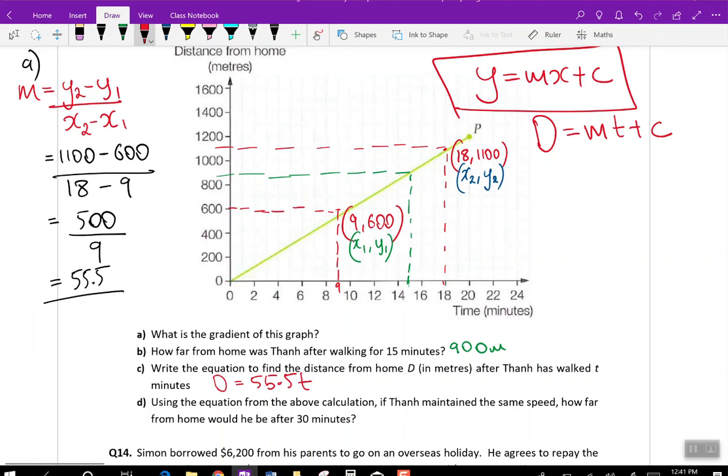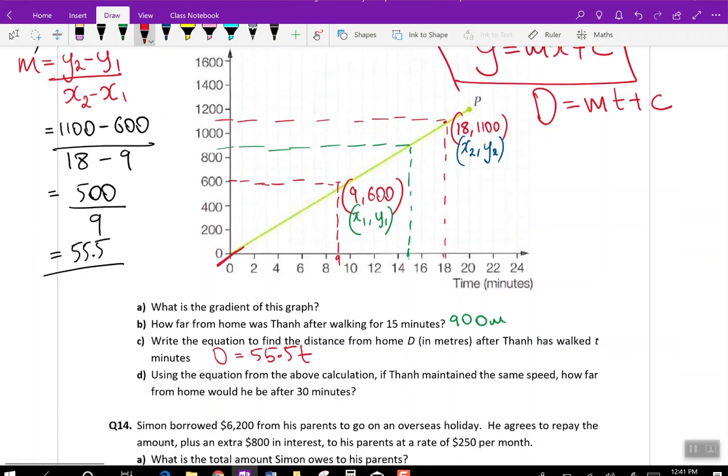What's your C? Where's the y-intercept? Who can tell me? What's your y-intercept here? Y-intercept is 0 where it crosses there. So you basically, that's your equation.